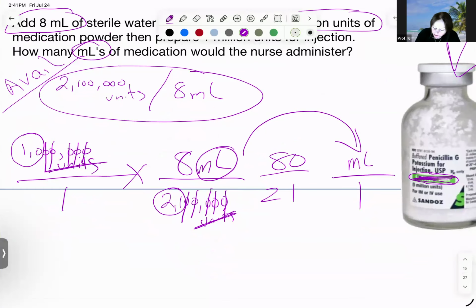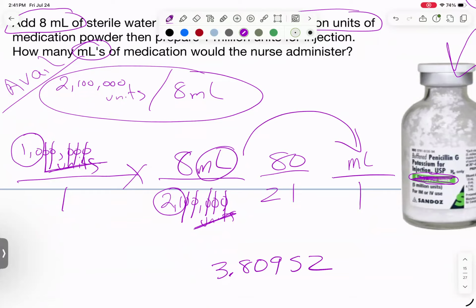80 divided by 21, what does your calculator give you? 3.80952. 4 milliliters. What are my rounding rules? Any number between 1 and 10?